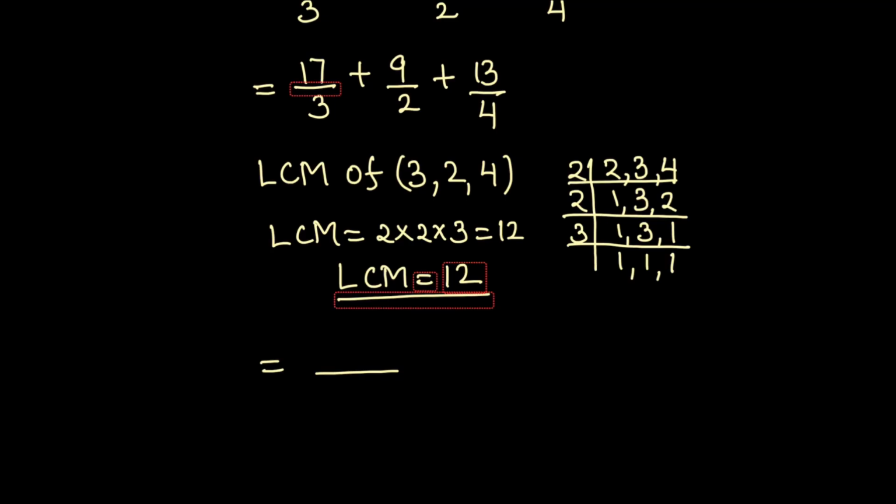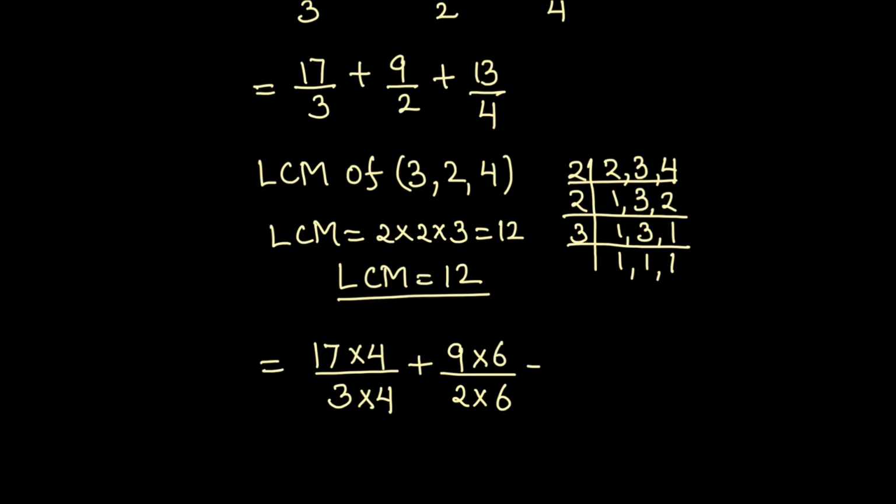So the first fraction is 17 upon 3. To make 3 equal to 12, we'll multiply it by 4. So as we are multiplying the denominator by 4, we have to multiply the numerator by 4. So that will be 17 times 4. Next is 9 upon 2, and to make 2 equal to 12 we are multiplying it by 6, so we have to multiply numerator 9 by 6. Next one is 13 upon 4, and to make 4 equal to 12 we have to multiply it by 3, so we'll multiply the numerator 13 by 3.